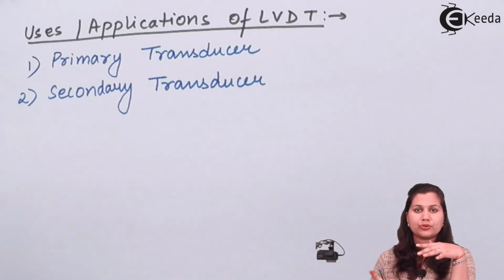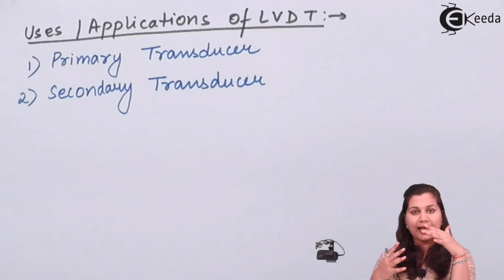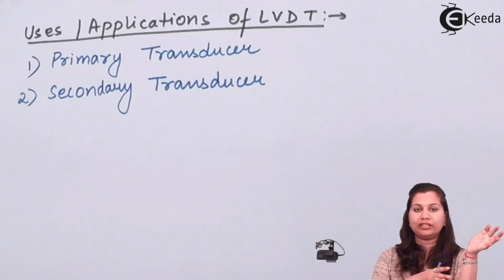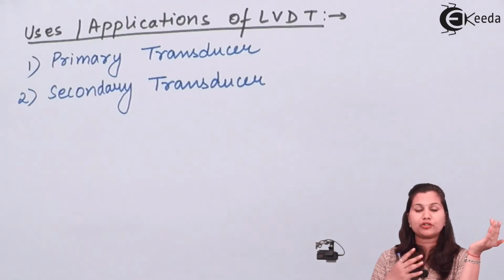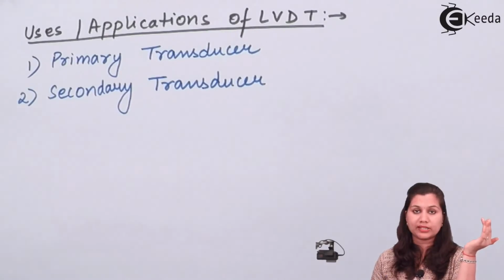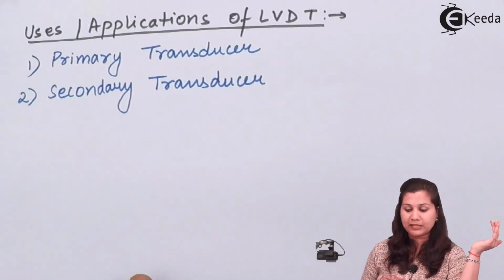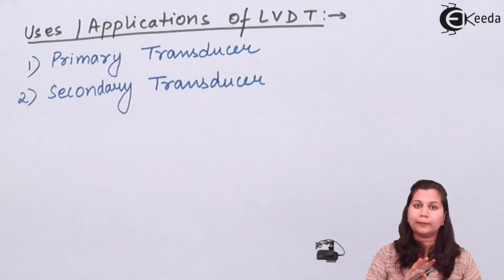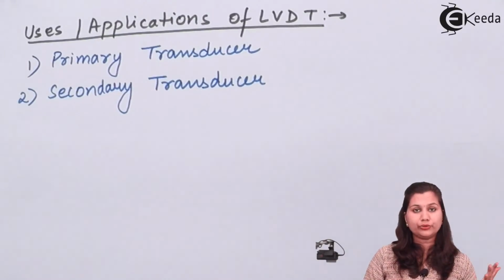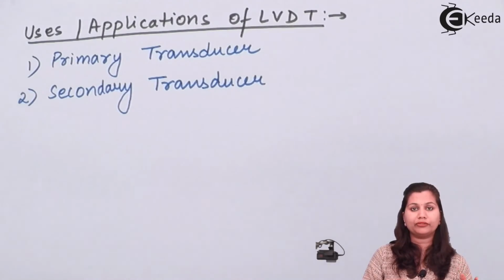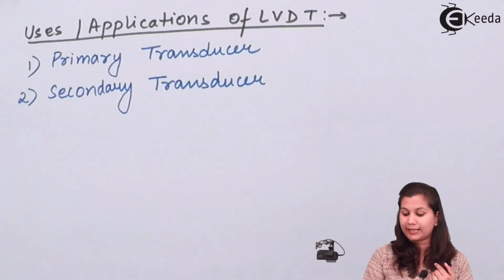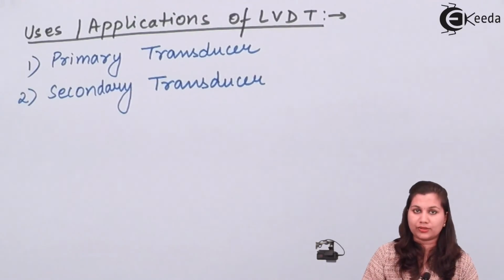The primary transducer can be a Bourdon tube, a load cell, or a strain gauge. They can act as the primary transducer, and the LVDT will act as the secondary transducer for the measurement of these physical quantities. For measurement of displacement, the LVDT will act as the primary transducer. So these are the uses of the LVDT, that it can be used in applications for the measurement of physical parameters: displacement, force, torque, pressure, level. For these it can be used as both a primary and a secondary transducer.